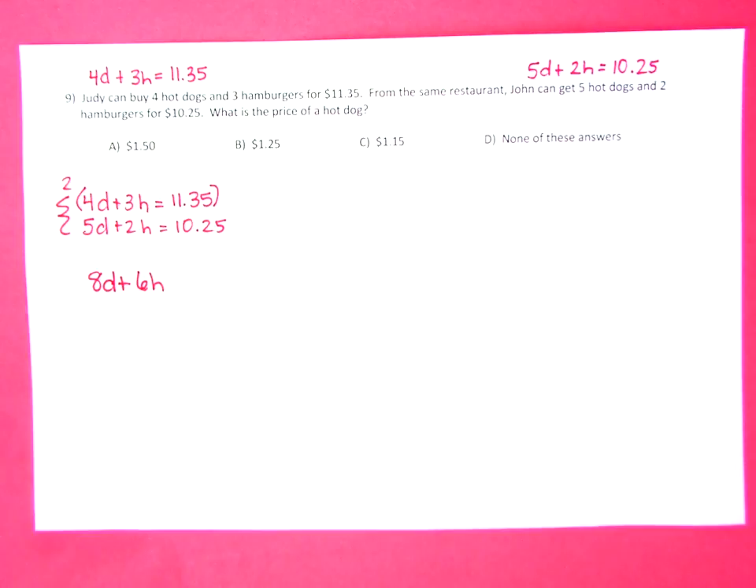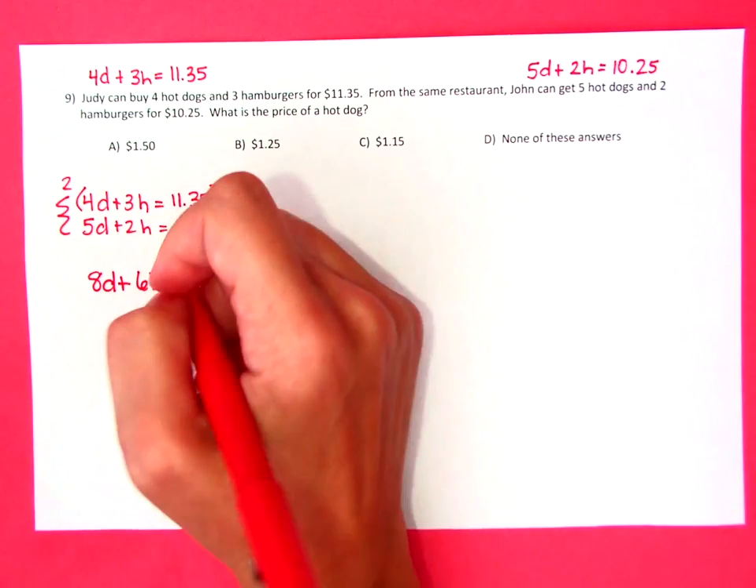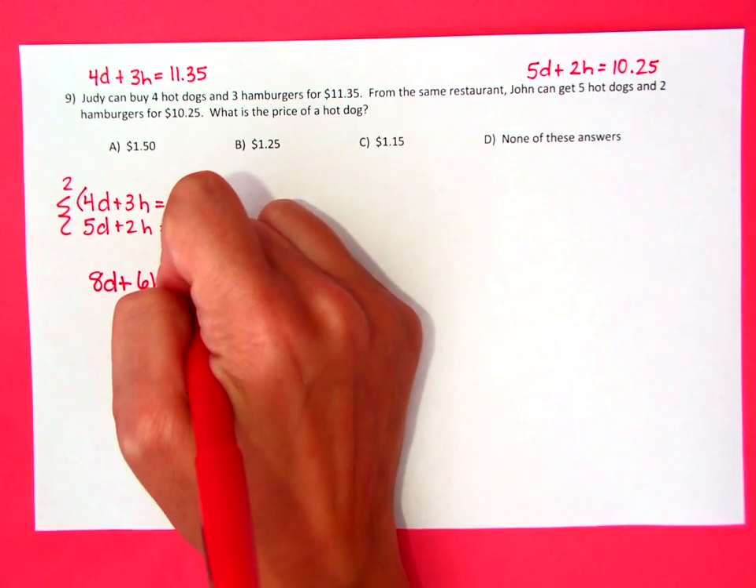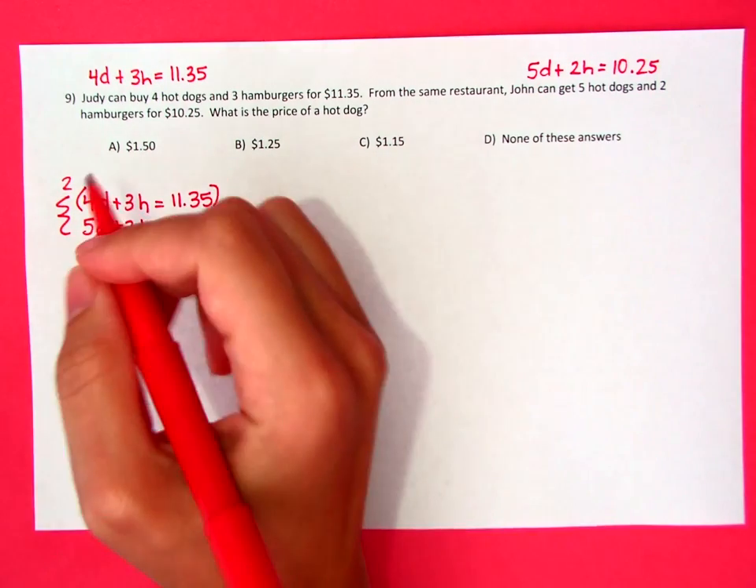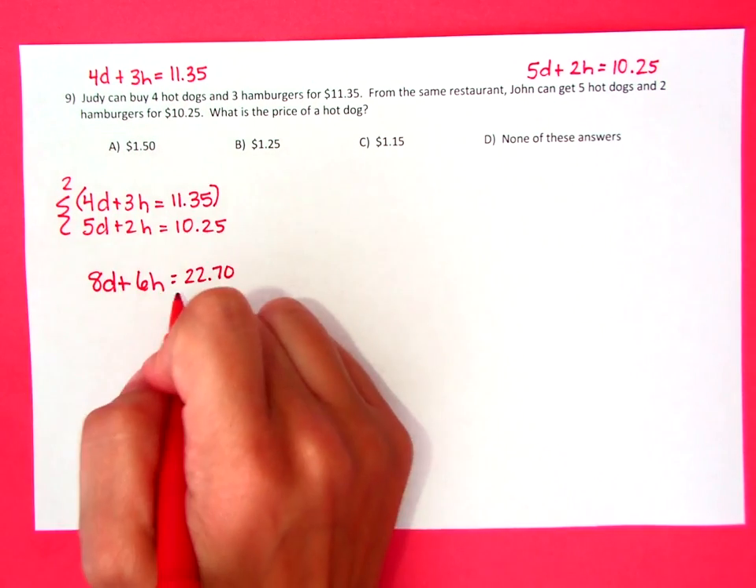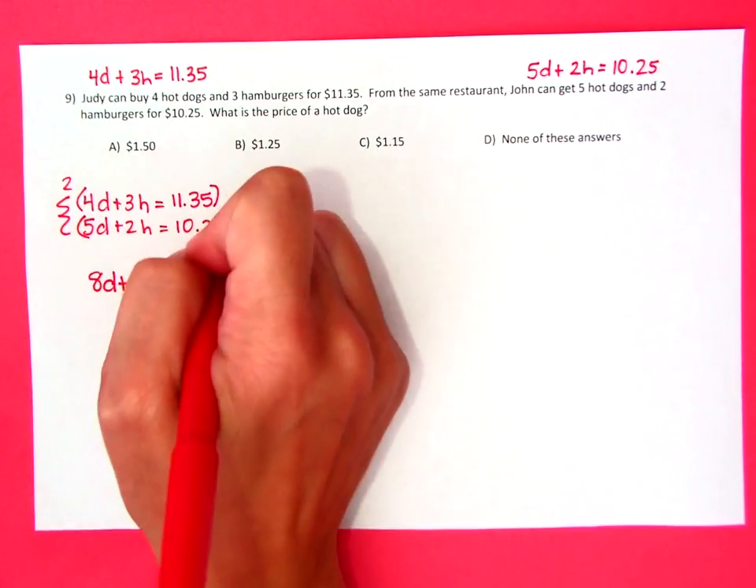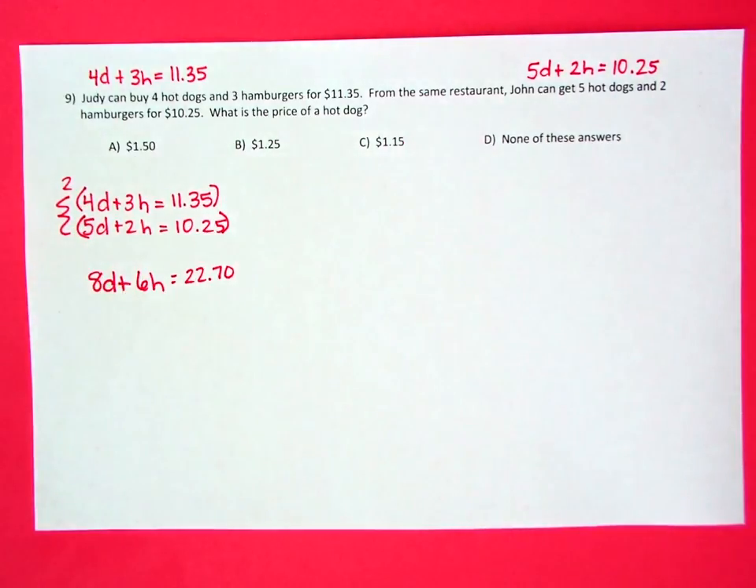Now for this last part right here, you can totally use a calculator or you can do the math on the side, but you're going to want to do 2 times this $11.35 to get $22.70. All right, and now we've got one of our equations changed. Well, let's look at what we need to change in the second equation here.